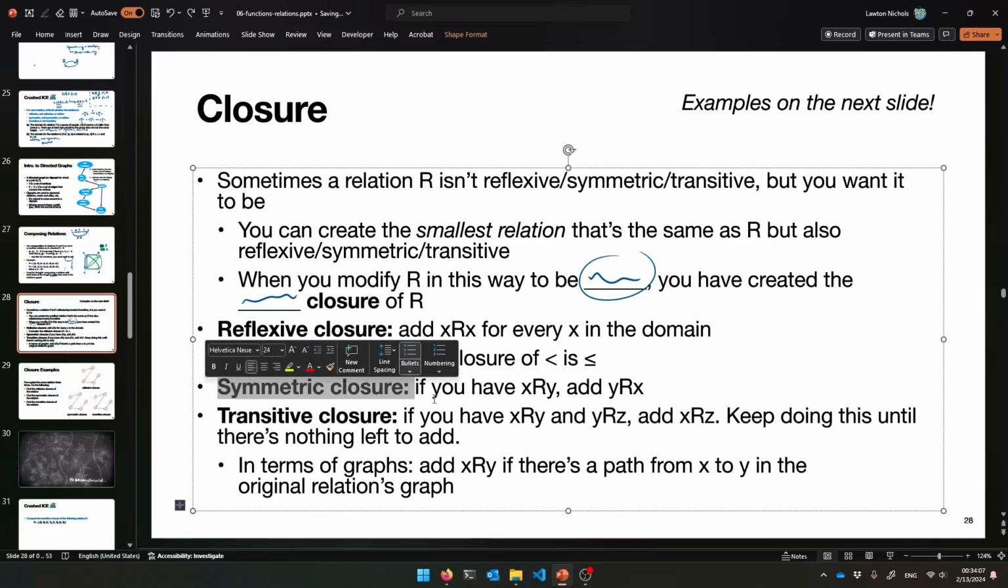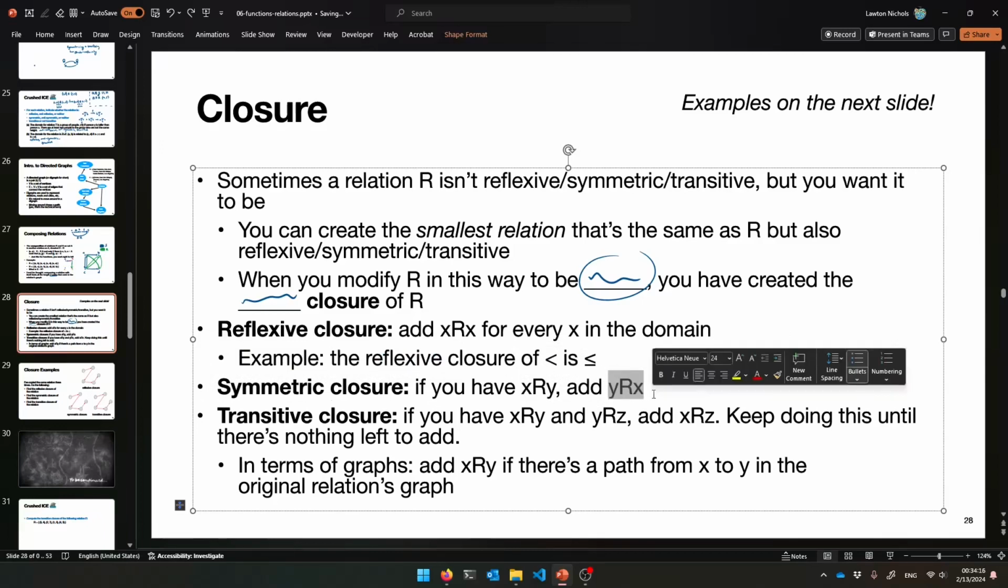And symmetric closure is the same idea. You have a relation and you want it to be symmetric, so that means if you have an arrow from x to y, you better add an arrow from y to x if it's not there already, because that's what it means to be symmetric. You better be able to flip it.